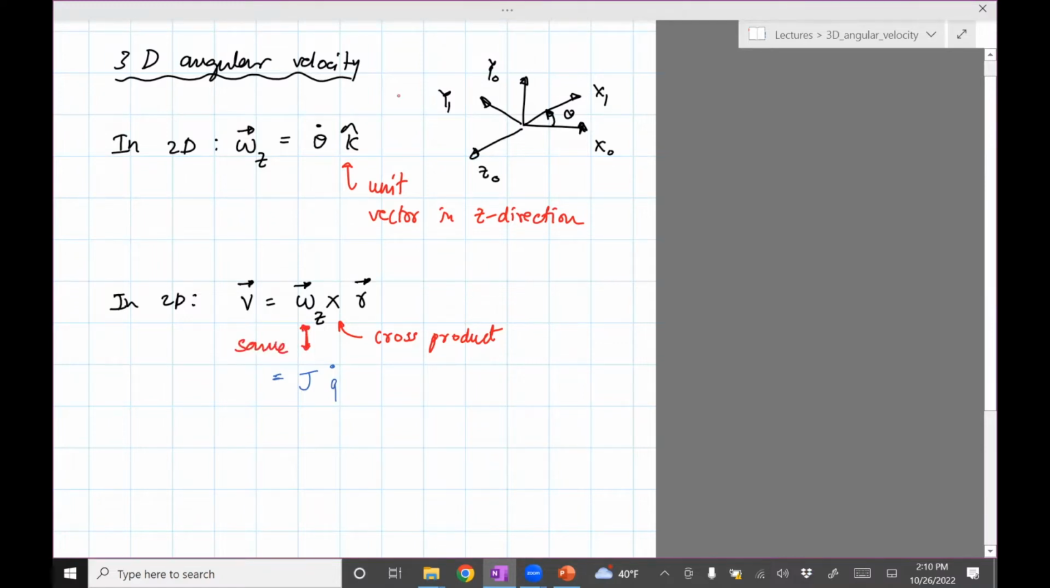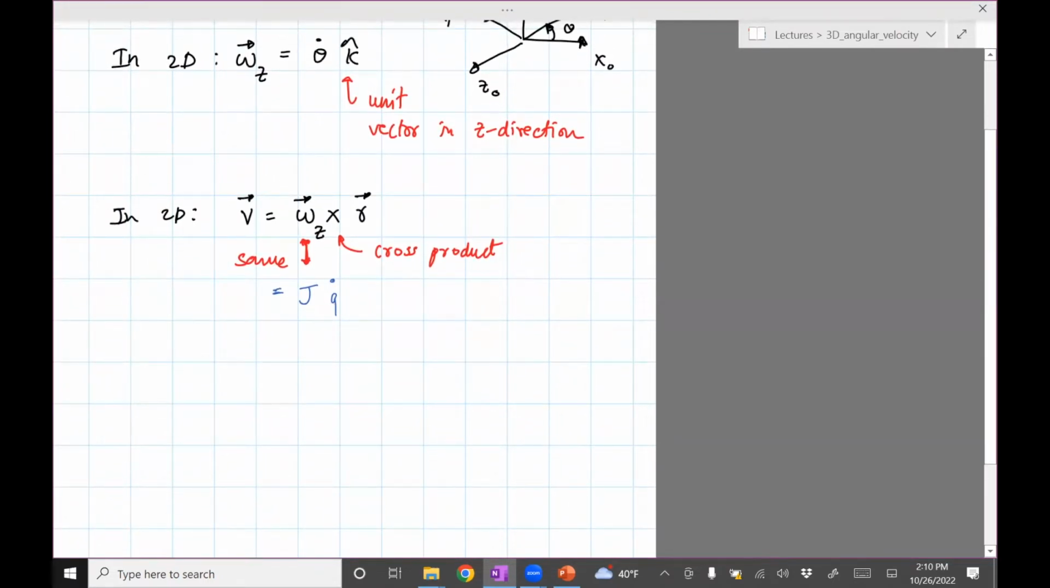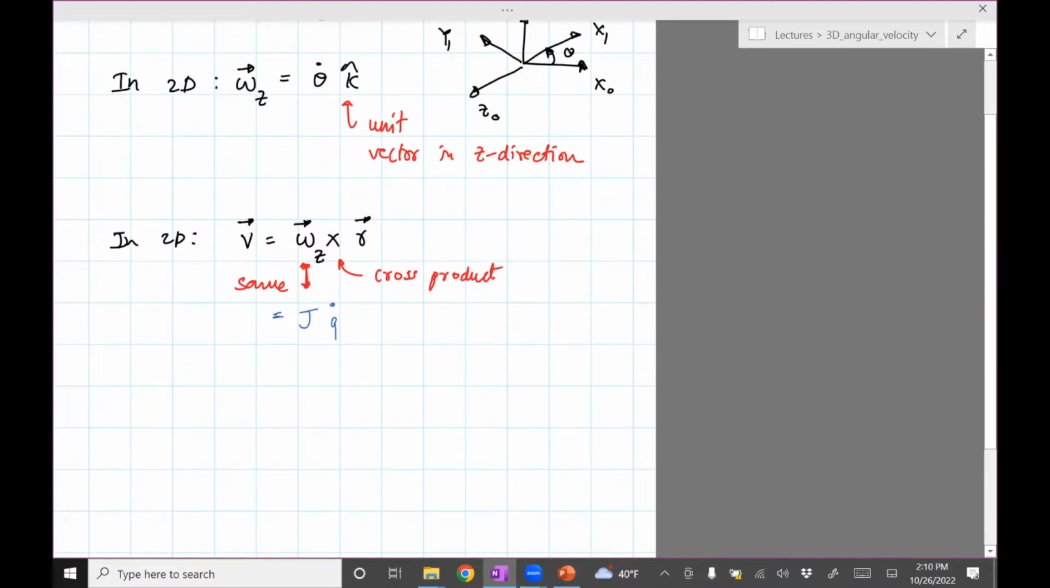It can be shown that J q dot is the same as what you get if you do omega z cross r. So the first one is angular speed, the second one is linear speed. Now that we've set down what we did for 2D, let's do 3D.